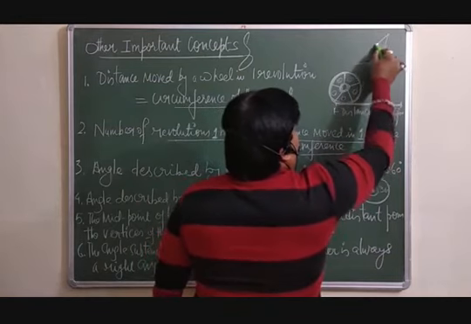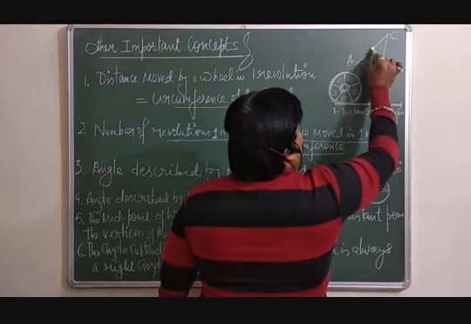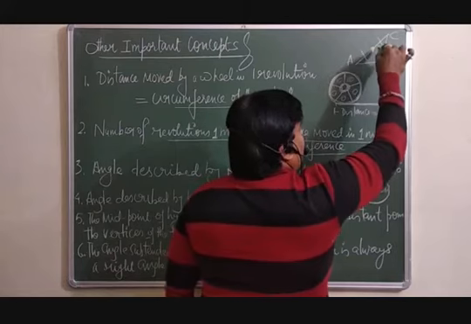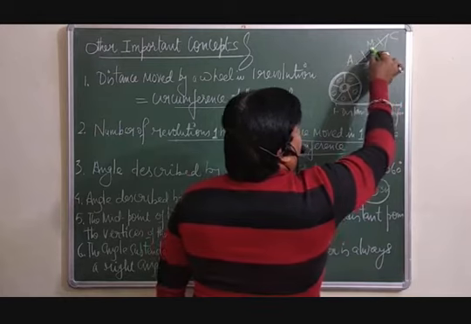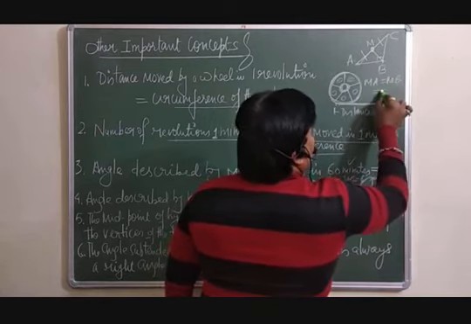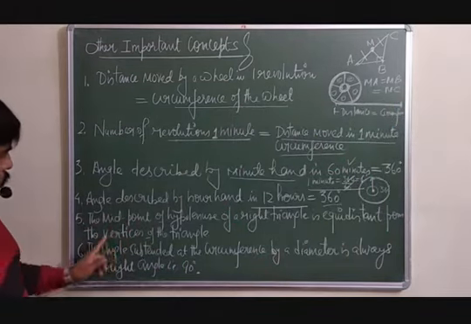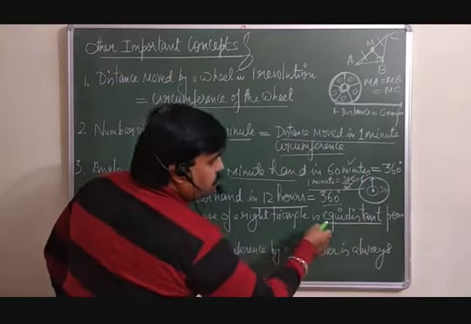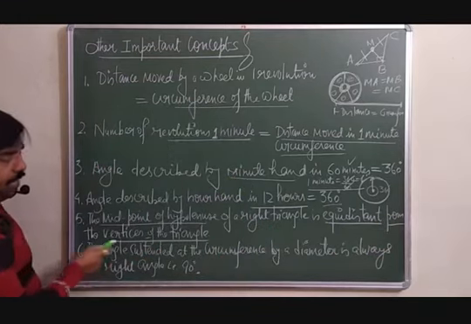Suppose this is your right angle triangle ABC, right angle at B. The midpoint of its hypotenuse will be equidistant from all these vertices. Means here this distance MA will be equal to MB will be equal to MC. All will be equal. Means the midpoint of the hypotenuse of a right triangle is equidistant, equal distance, from the vertices of the triangle.